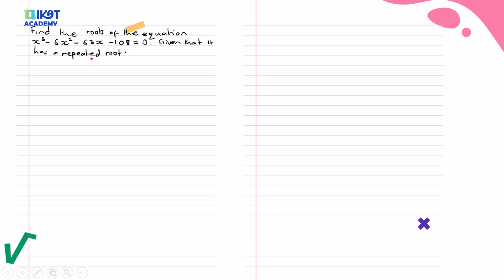So that's why you don't just say, let me try the trial and error method and find one root. We are going to see how that works at the end. So now here we have: find the roots of this equation. Maybe we can let f of x be x cubed minus 6x squared minus 63x minus 108.